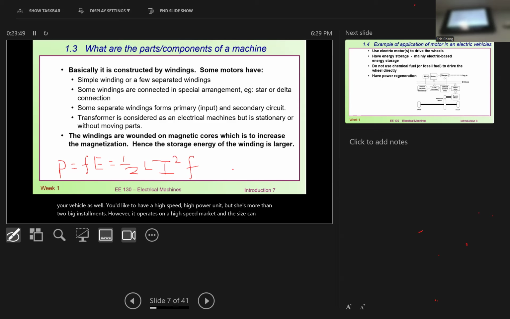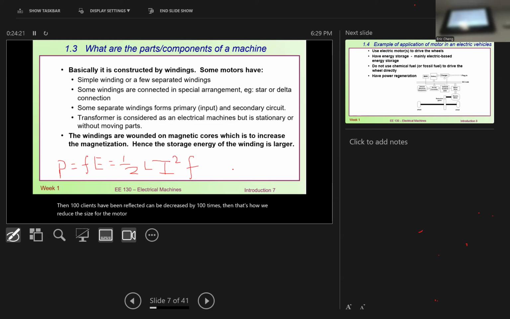For instance, you can see that this inductance controls the physical size. So if a motor operates at 50 Hertz or 60 Hertz, like on a power line at 60 Hertz, then we have this kind of power. But if we increase the motor frequency from 60 Hertz to 6 kilohertz, 100 times, then the inductance can be increased by 100 times. That's how we reduce the size of the motor.